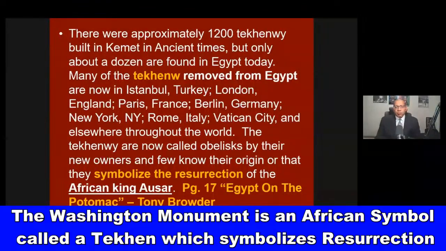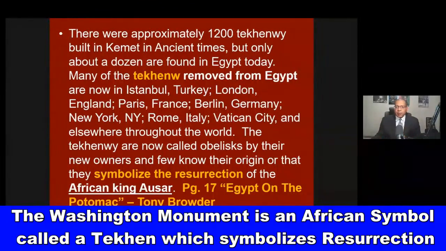Many of the Tekkenu removed from Egypt are now in Istanbul, Turkey, London, England, Paris, France, Berlin, Germany, New York, Rome, Italy, Vatican City, and elsewhere throughout the world. The Tekkenu are now called obelisks by their new owners, and few know their origin or that they symbolize the resurrection of the African king Asar, who the Greeks called Osiris.